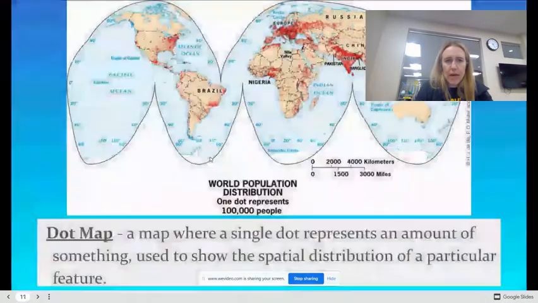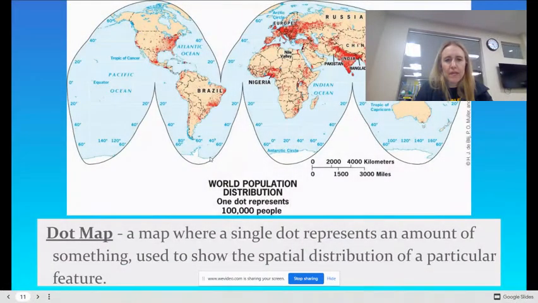Okay, so now we are going to focus on types of thematic maps. And so I mentioned to you that in this class, we focus mostly on thematic maps, not reference maps. And so we're going to go over 3 different types of thematic maps. The first one is going to be a dot map.